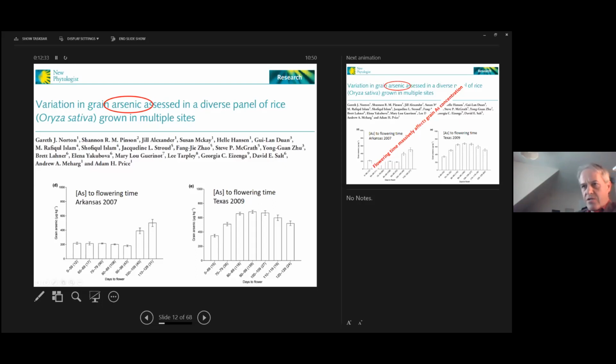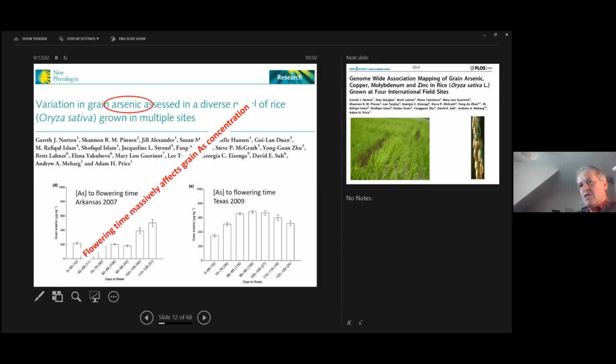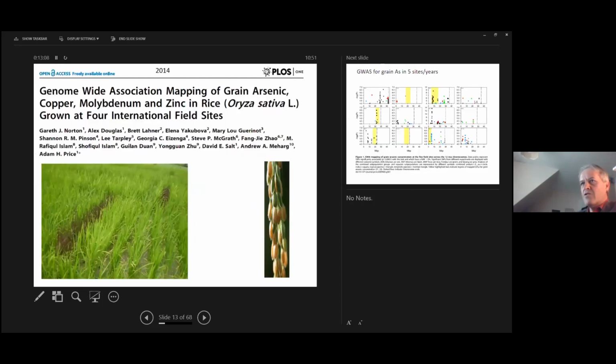So what this slide shows you is an interaction between flowering time and grain arsenic. And unfortunately, it's not consistent. So this is Arkansas in 2007. This is Texas in 2009. Again, a strong association, but a completely different pattern. And what that meant to us was that this panel is possibly not brilliant at measuring or discovering QTLs for grain arsenic. So flowering time massively affects grain arsenic concentration. I could go into exactly why we think that is, but I'll take questions on that if you're interested.